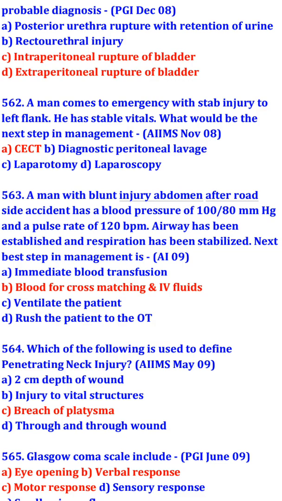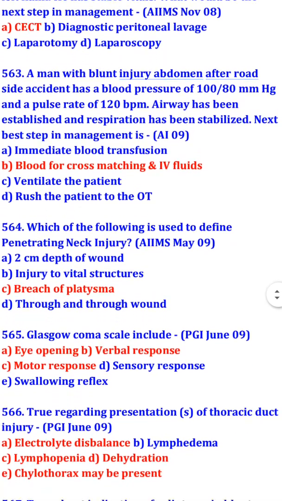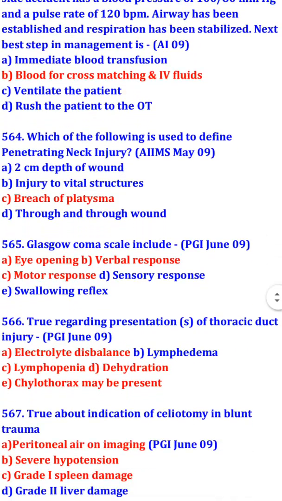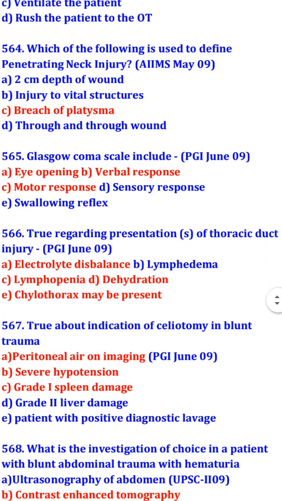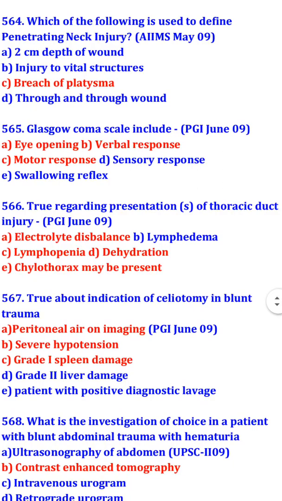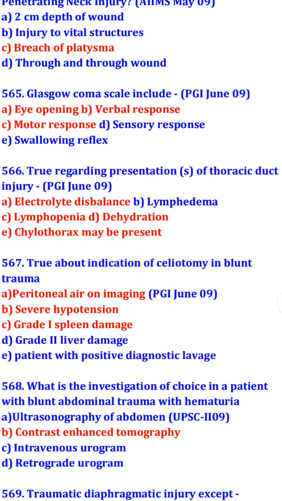Which of the following is used to define penetrating neck injury? Breach of platysma. Glasgow Coma Scale include eye opening, verbal response, and motor response. What is true regarding presentation of thoracic duct injury? Electrolyte disbalance, lymphopenia, dehydration, and chylothorax may be present.